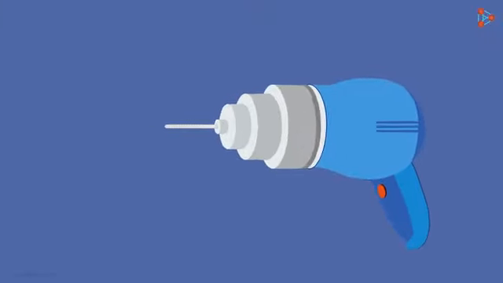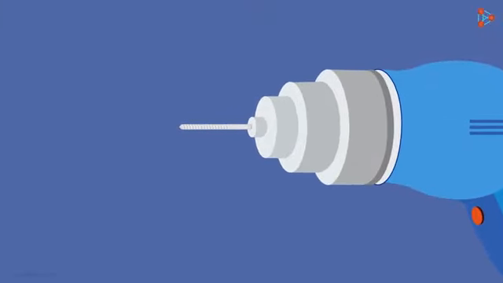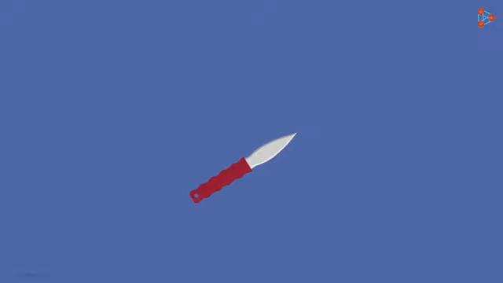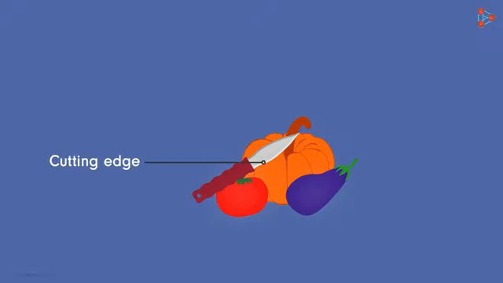You can even use drill machines to drill holes into the wall. You see that it has a pointed tip for the same reason. You can easily cut vegetables using the cutting edge of the knife. But if you use the blunt edge of the knife, it will be difficult to penetrate in.